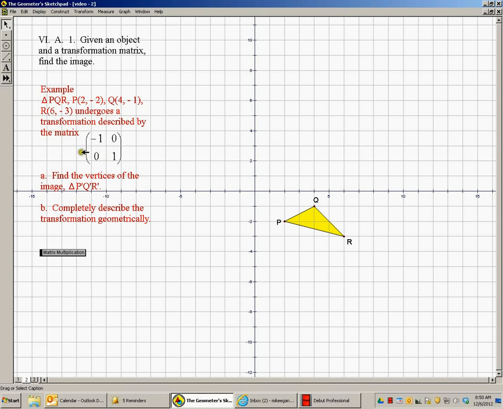All this is a pretty cool application of matrix multiplication, okay? And this is how it works. Here's your transformation matrix, -1, 0, 0, 1, which I've put here. Now I'm going to set up another matrix where I model the vertices of the triangle in columns. So notice how point P, 2, -2, I've listed as a column here. Point Q, 4, -1, and point R, 6, -3, listed as columns.